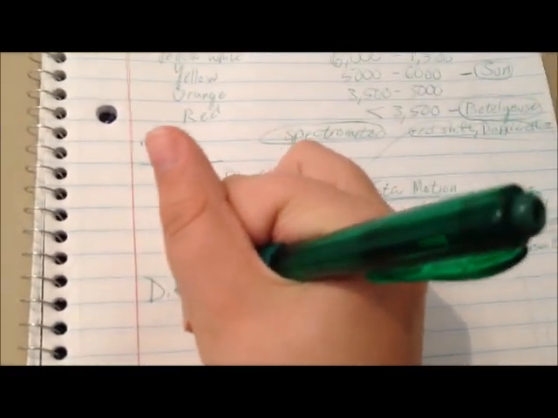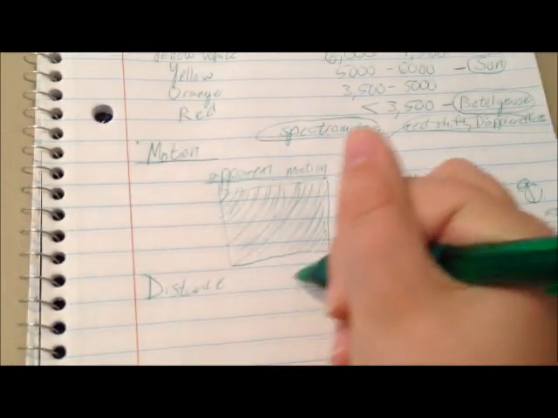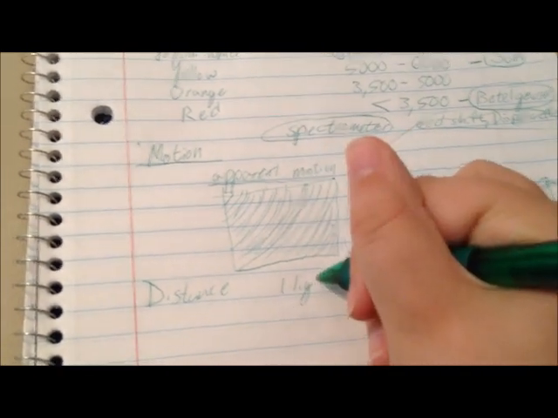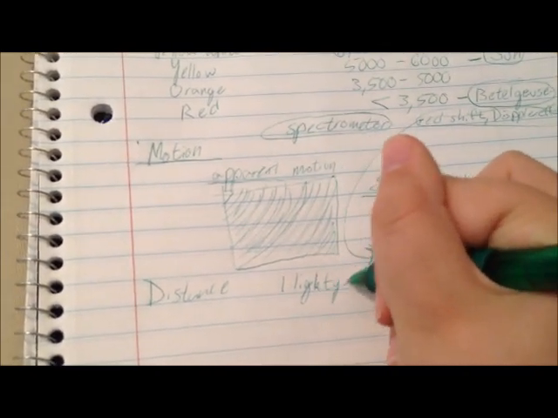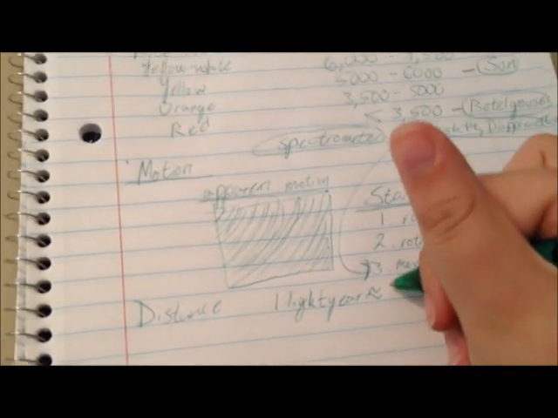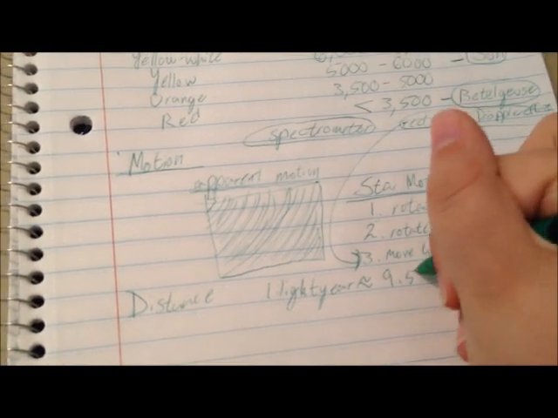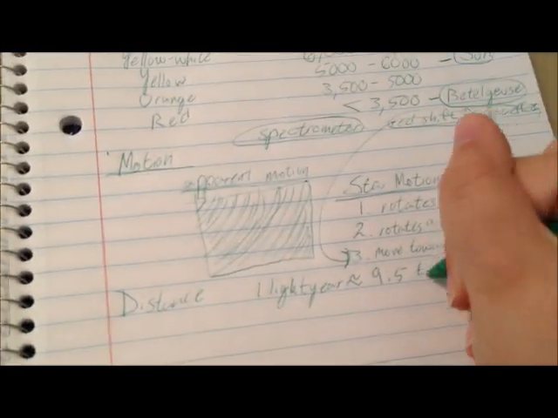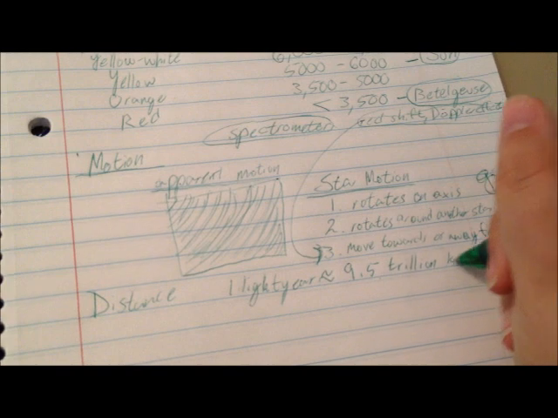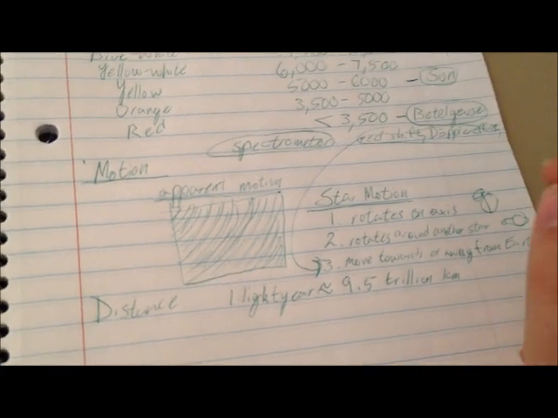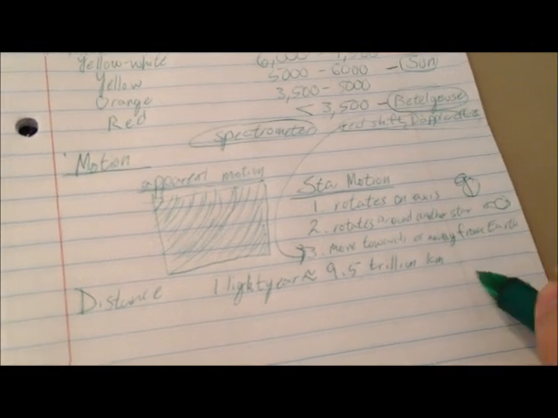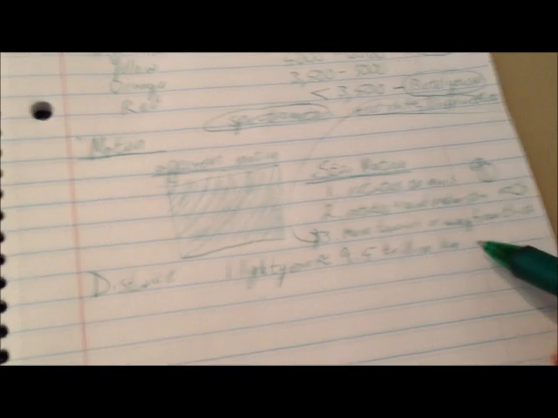Then there's the distance, which is measured in light years. Yes, like Buzz Lightyear. And one light year is approximately 9.5 trillion kilometers. So that's a long way. I don't think any craft has ever traveled a light year.